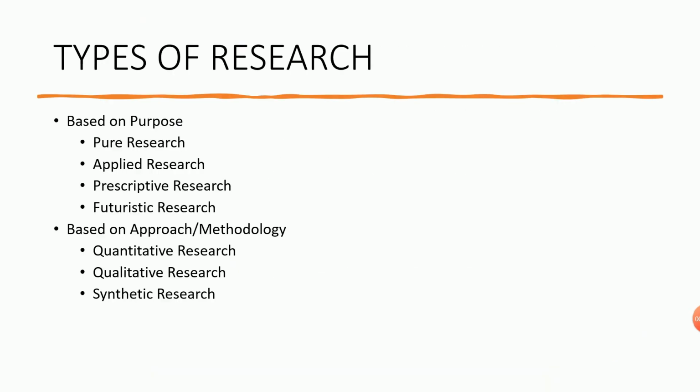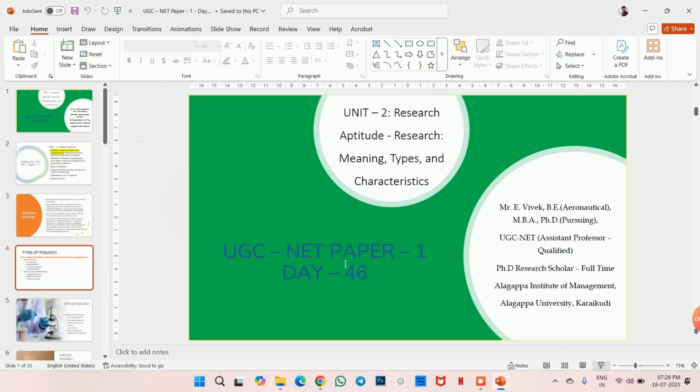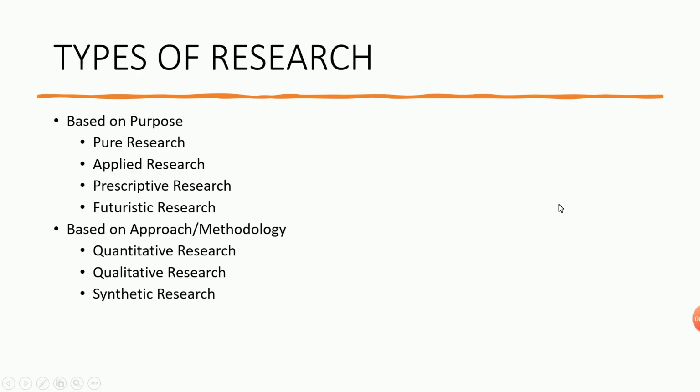Now moving on to types of research. Actually, there are so many types of research according to the C.R. Kothari book and other sources. Here we have categorized on certain aspects. First is based on purpose. Based on purpose, research is classified as pure research, applied research, prescriptive research, and futuristic research. Based on approach and methodology, it is classified as quantitative, qualitative, and synthetic.